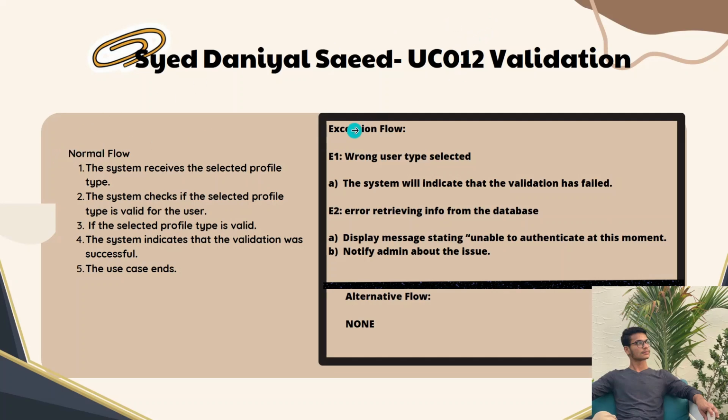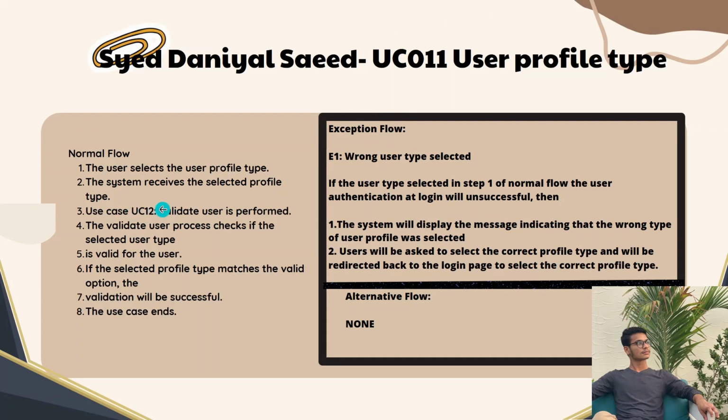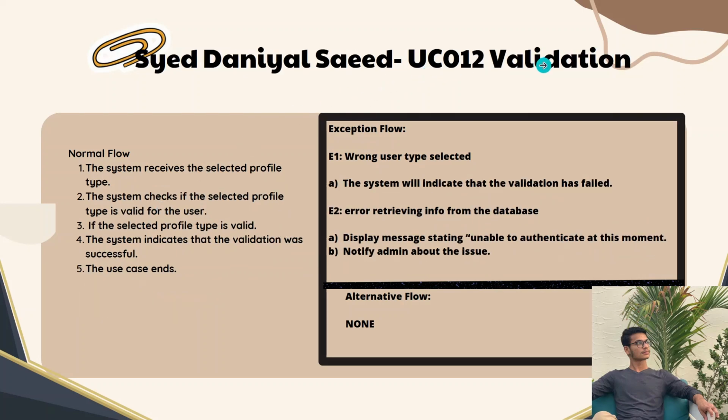If you talk about UC12, which UC11 will use to validate, the UC12 is validation. The normal flow will be the system will receive the selected profile type from UC11. The system checks if the selected profile type is valid for the user. If the selected profile type is valid, the system indicates the validation was successful and the use case ends. The exceptional flow can be the wrong user type selected. The system should indicate that the validation has failed. Another exceptional flow which can happen is an error retrieving the info from the database, so there might be an error connecting to the database.